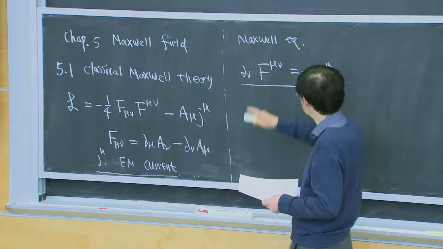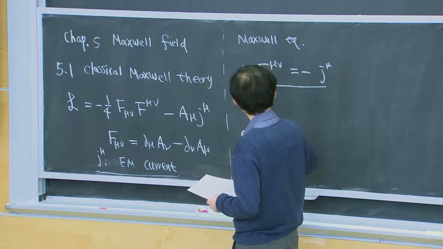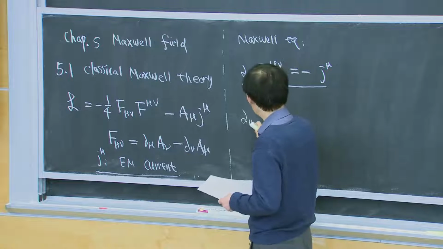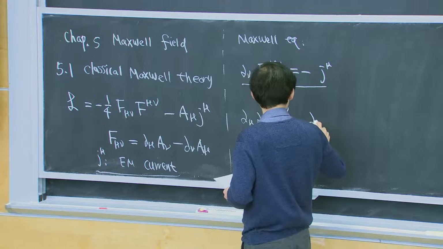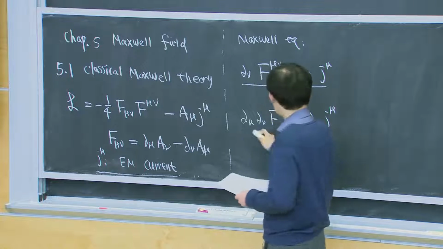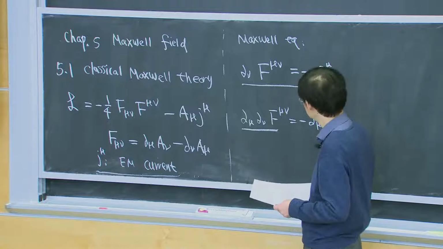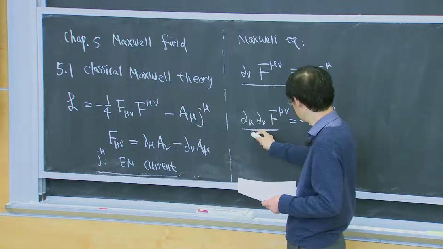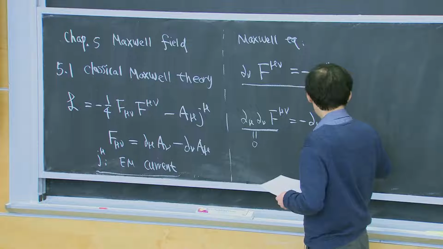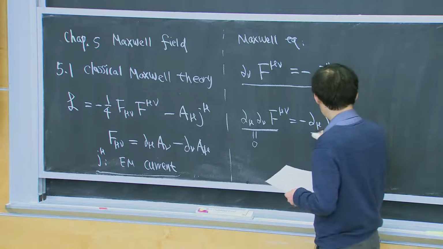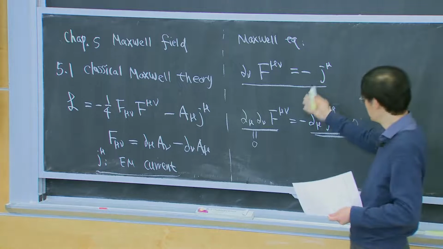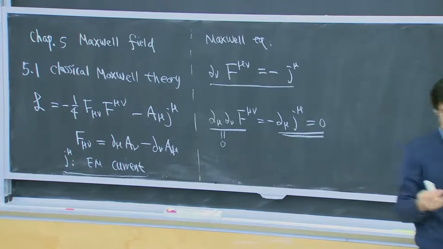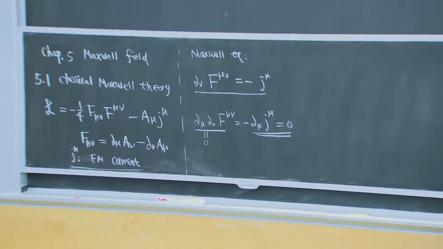And if you act with partial mu on both sides, since F mu nu is by definition anti-symmetric, this is automatically 0. And so this tells you that, by consistency, the current has to be conserved. The current appearing on the right-hand side of the Maxwell equation has to be conserved. Otherwise, you don't have consistent equations.